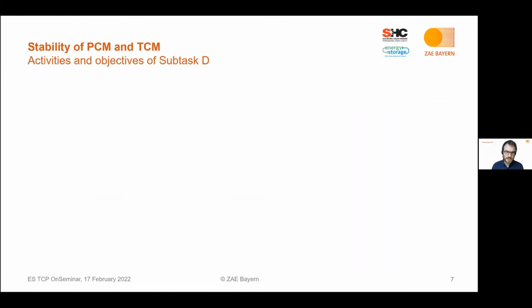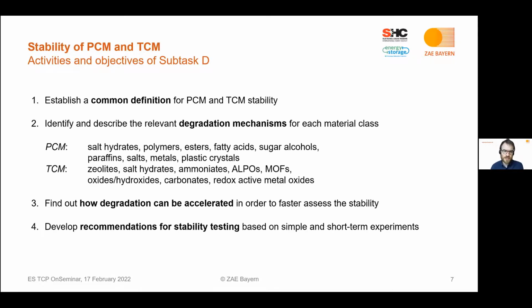So those are two examples. The activities and objectives now in Subtask D of Task 40 are listed here. As a starting point, we want to establish a common definition for PCM and TCM stability, as we found that the wording is quite diverse. So for us, it's important to have a common understanding of these stability-related questions.